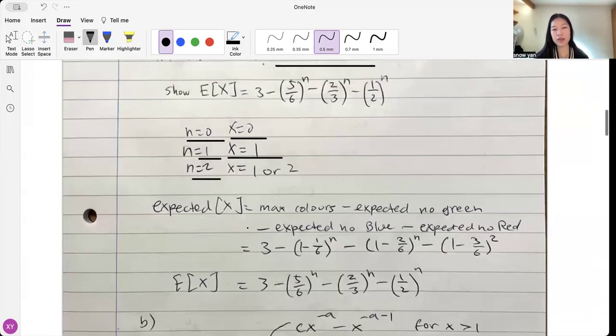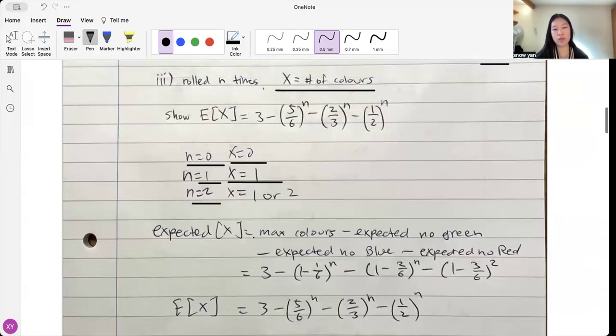So then my expected number of the thing would just be the maximum of the colors I could get, which is 3, minus the expected of having no green, expected of having no reds or blues of each one, right? So I have 3 colors in total, so that's 3. And then for the expected no green, I would have each one I don't get green. All 3 rows I don't get green. It would be 1 minus 1 over 6 to the n, right?